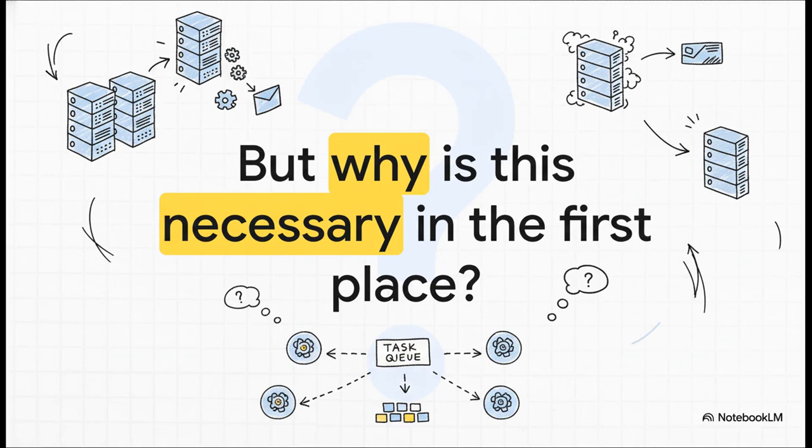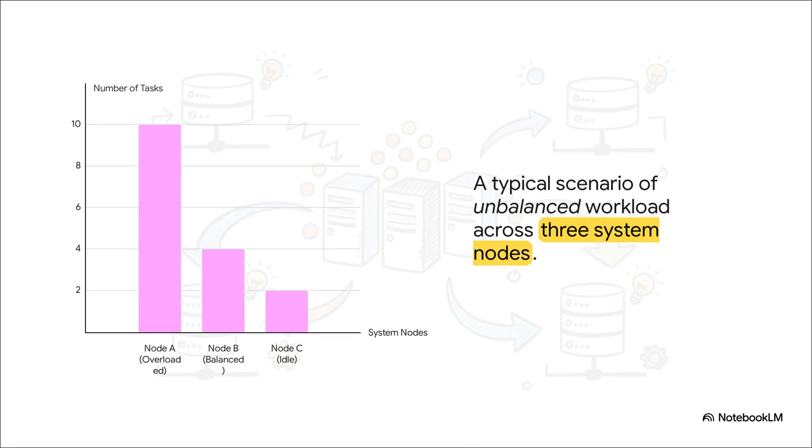You might be wondering, why is this even a problem? Can't each computer just handle the tasks it's given? Well, let's look at a pretty common scenario to see why that doesn't always work out. Imagine you have a system with 3 nodes. As you can see here, node A is absolutely swamped. It's got 10 tasks to deal with.